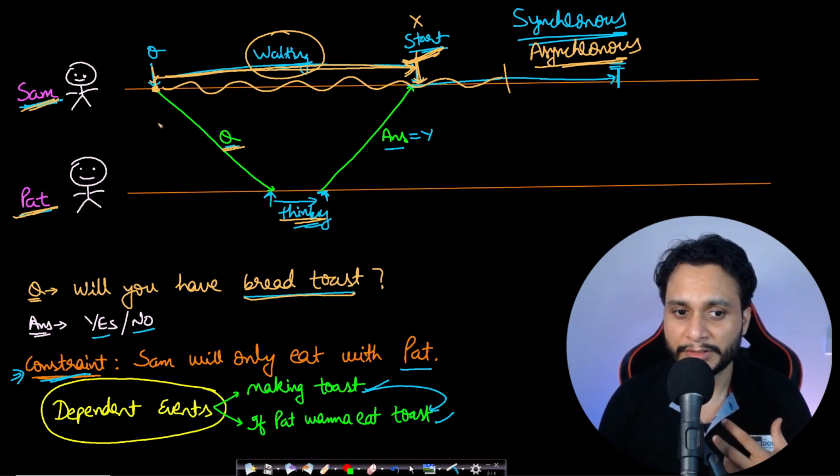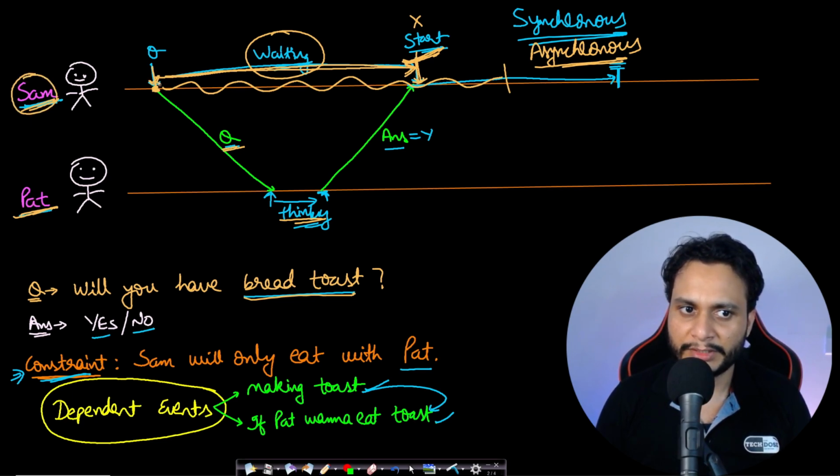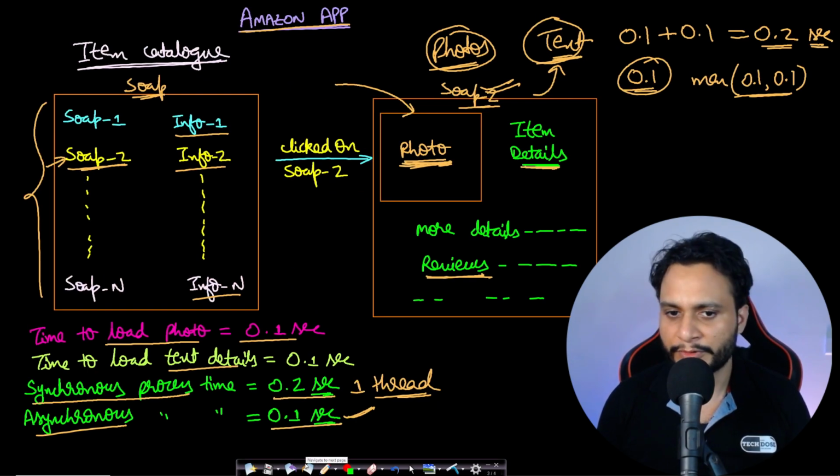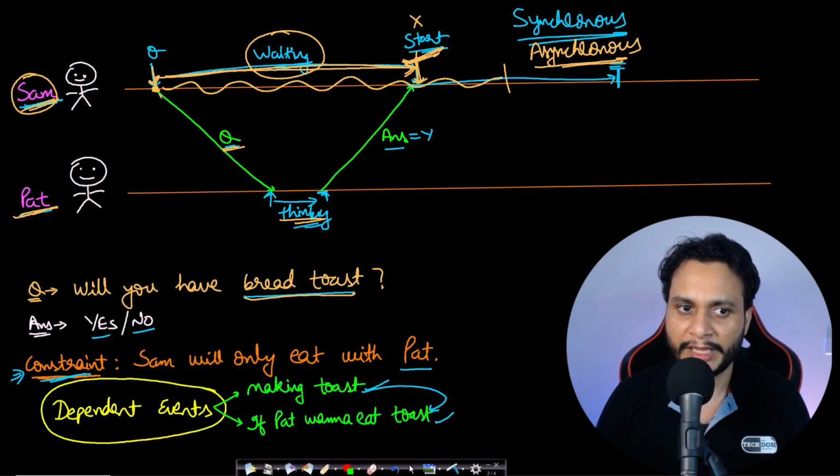While if you consider the non-blocking architecture where Sam was going to eat whether Pat eats or not, then Sam will start making the toast as soon as he asks the question because he is going to eat for sure, right? So that is a non-blocking architecture. There is no waiting time involved there. Okay, we are doing parallel processing. So we can do this with multiple threads. One of the threads will be waiting for the answer from Pat, and another thread will prepare the toast.